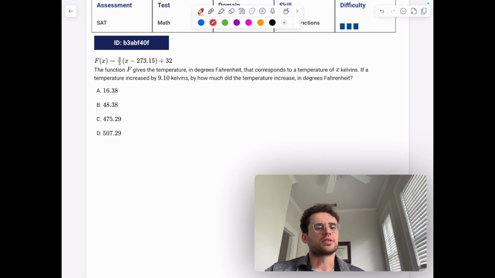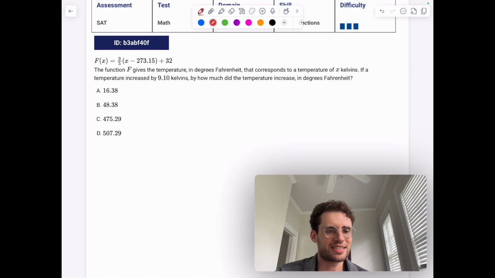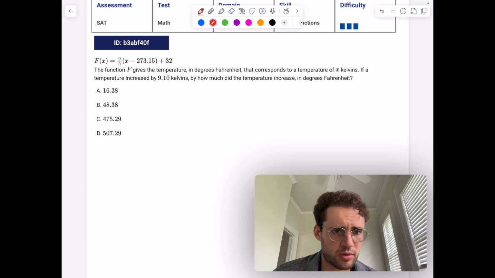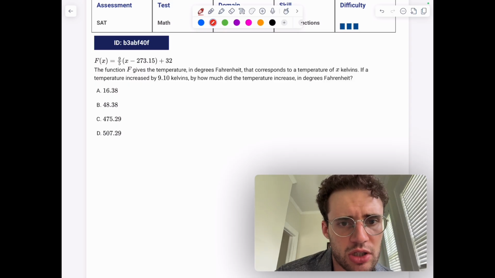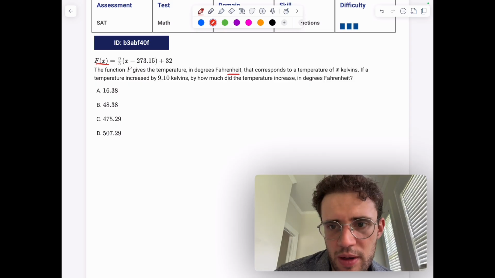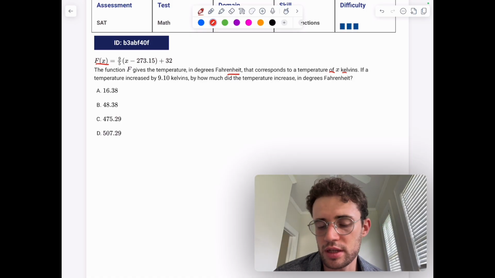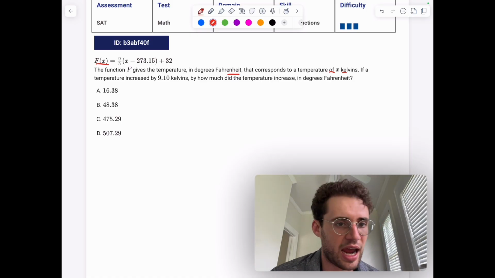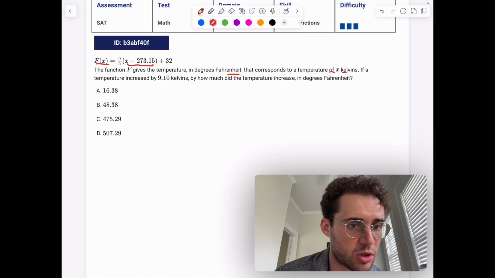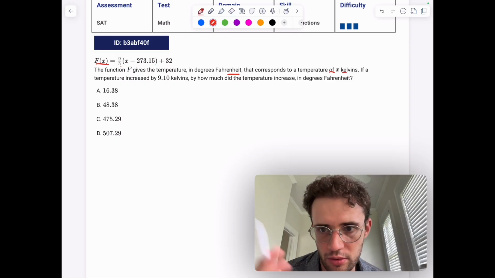F of x equals 9/5 times the quantity x minus 273.15 plus 32. So this looks like it's something about converting temperatures. What would it be? From Kelvin into Fahrenheit, I believe, but we'll see. The function f gives the temperature in degrees Fahrenheit that corresponds to a temperature in x kelvins, right? Because 273.15 Kelvin is equal to 0 degrees Celsius. And if you have the temperature in Celsius, you multiply it by 9/5 and add 32. That's how I knew what they were doing there.